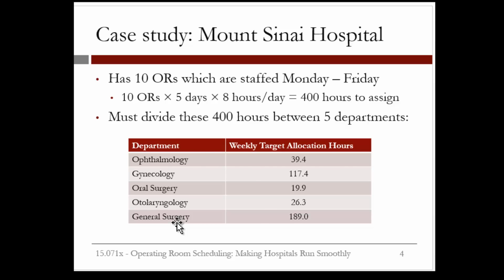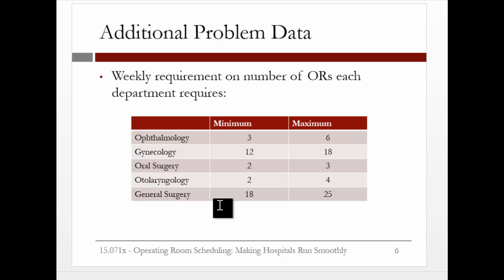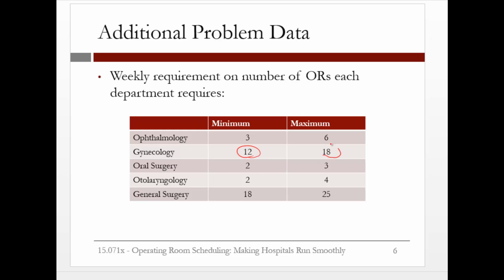Let's consider the rest of the problem data. For example, we need to consider the number of surgery teams from each department that is available each day. We also need to consider the maximum number of operating rooms required by each department each day. Frequently, these numbers are the same. For example, ophthalmology requires at most 2 operating rooms every day. And we see that they have 2 surgery teams available every day. However, let's look at the case of oral surgery. They require at most 1 operating room every day. However, the oral surgeon is only present on Tuesdays and Thursdays. Additionally, each department has weekly requirements on the number of operating rooms they need. For example, gynecology needs to have at least 12 operating rooms in a given week, and at most 18.